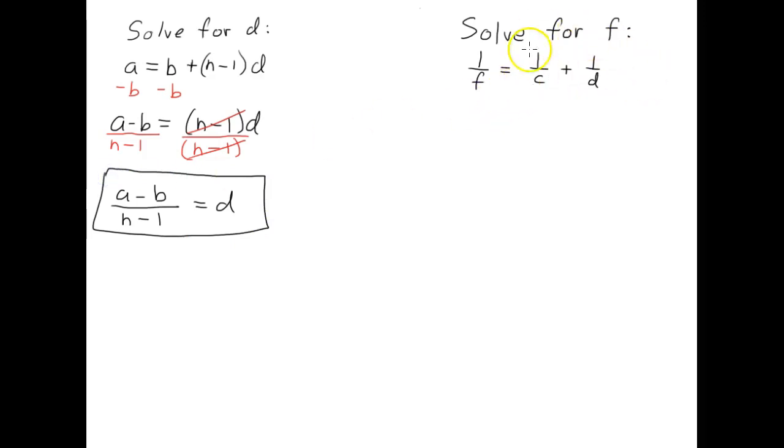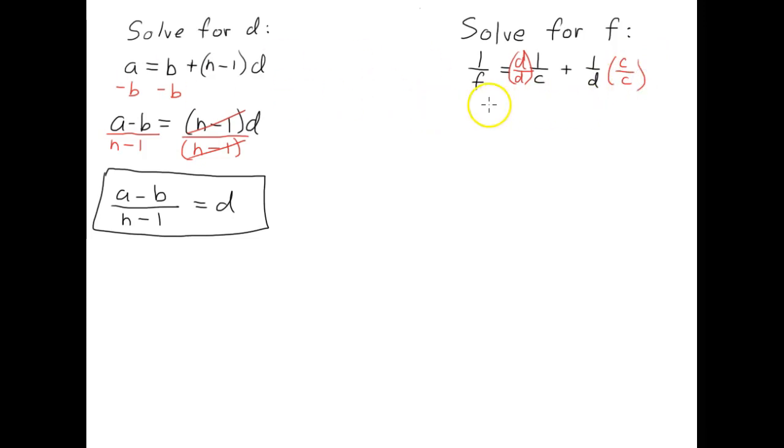Let's take a look at this other one. We have some fractions. So what we can do here is add these together first. So I'll show that. We're going to get a common denominator. The common denominator between c and d is c times d. So I'm going to multiply this by d over d. And I'm going to multiply this by c over c.